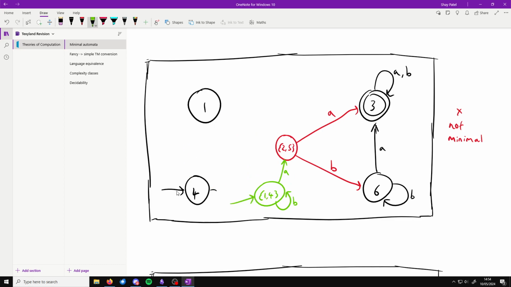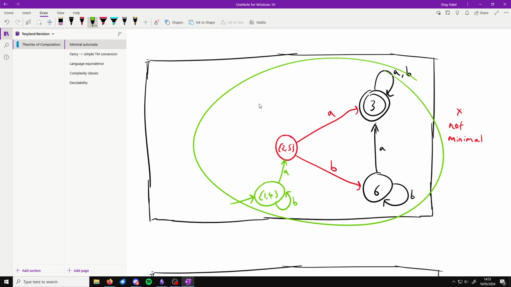This would be our new initial state, because 4 was originally our initial state. So we can get rid of this, and this is just a hanging state. We can get rid of that. And now we've merged 1 and 4 into a single state. So now we have something like this. Are any other two states equivalent?